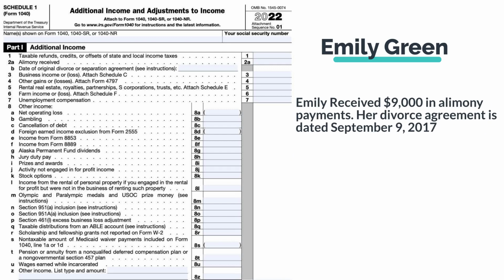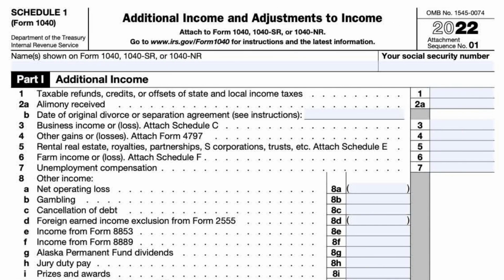For the tax year, she received $9,000 in alimony payments, and her divorce decree is dated September 9, 2017. So this means that her alimony is taxable because her divorce decree was before December 31st, 2018. $9,000 is entered on line 2.